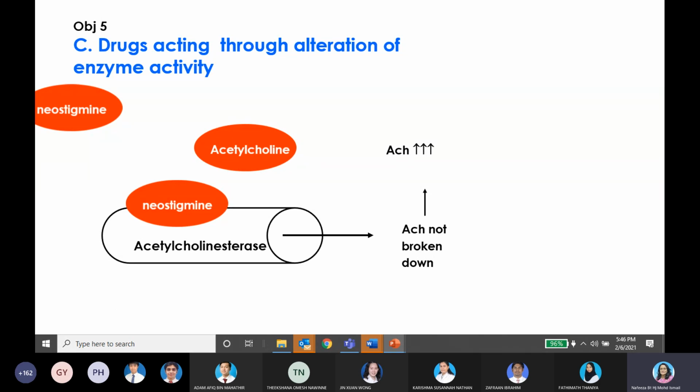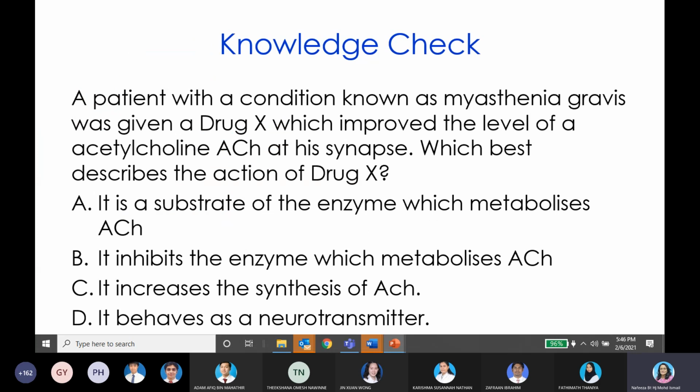All right. So do you have any questions on drugs acting through alteration of enzyme activity? Now it's quite straightforward, isn't it? Yes, Professor. Okay.